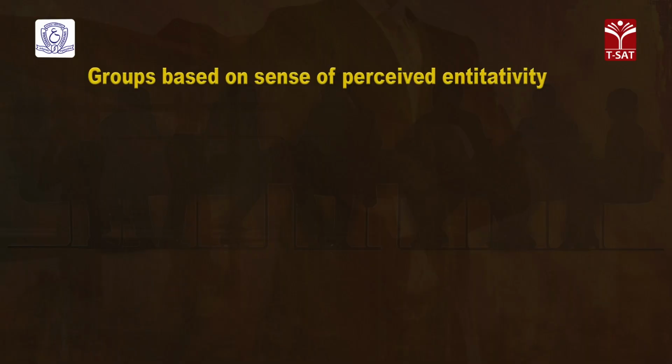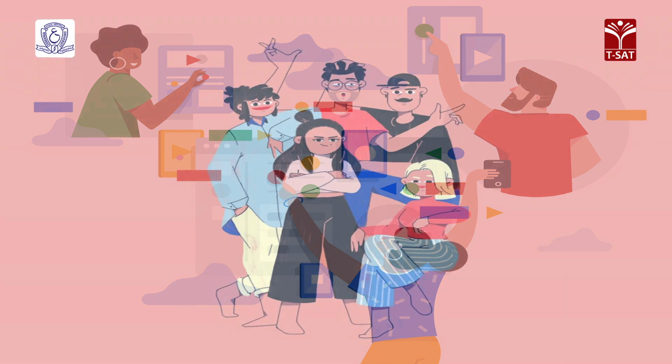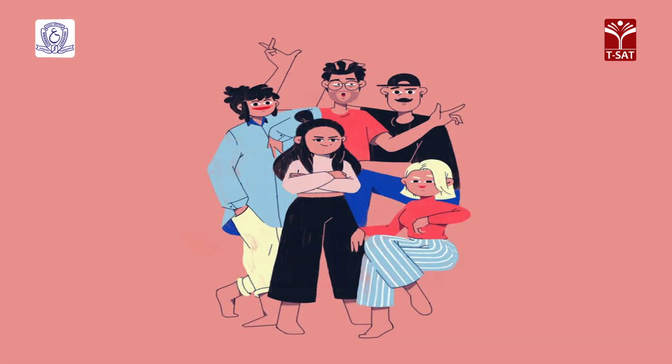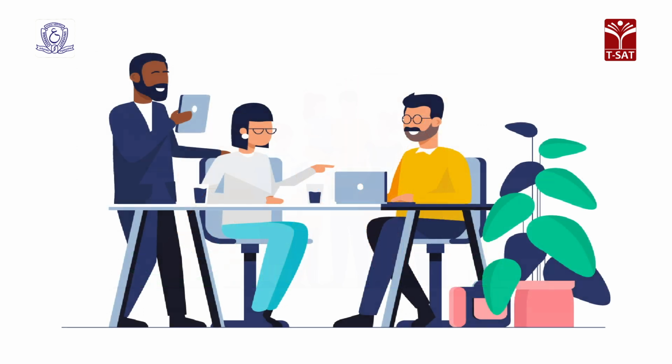So, apart from the earlier combinations, let's discuss four more types. The first is intimacy groups. These groups are smaller in size, and members of the group are very close and usually affectionate with each other, like family and close friends.